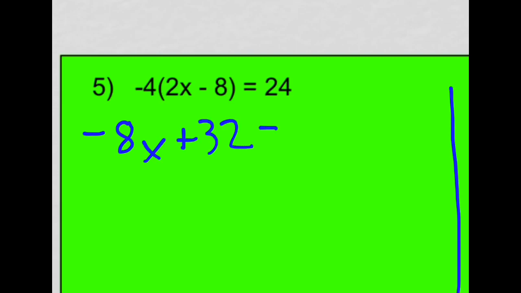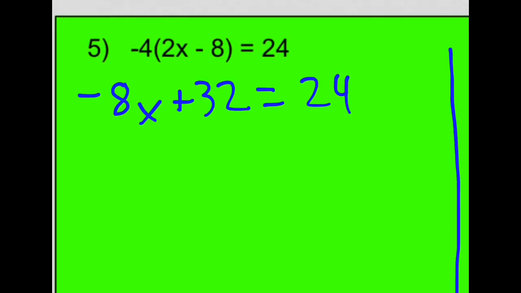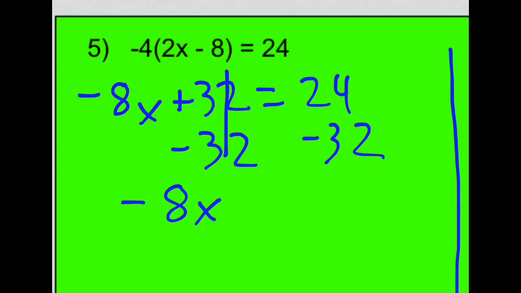And that equals 24. To solve this equation, start with the addition that's beside the variable, plus 32. The opposite of that is negative 32, and I'll do the same thing to the other side. This positive 32 and negative 32 cancel, and I'm left with negative 8x equals positive 24, negative 32. The signs are different, so I subtract them. And since I have more negatives, the answer is negative.